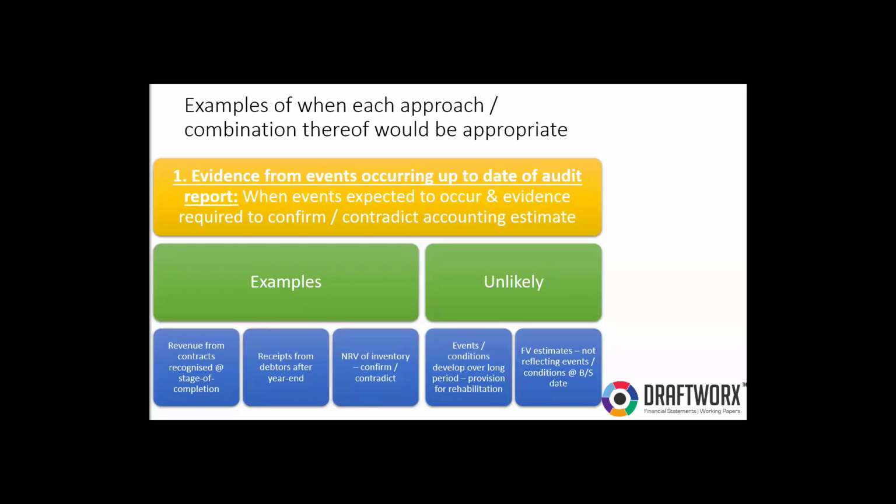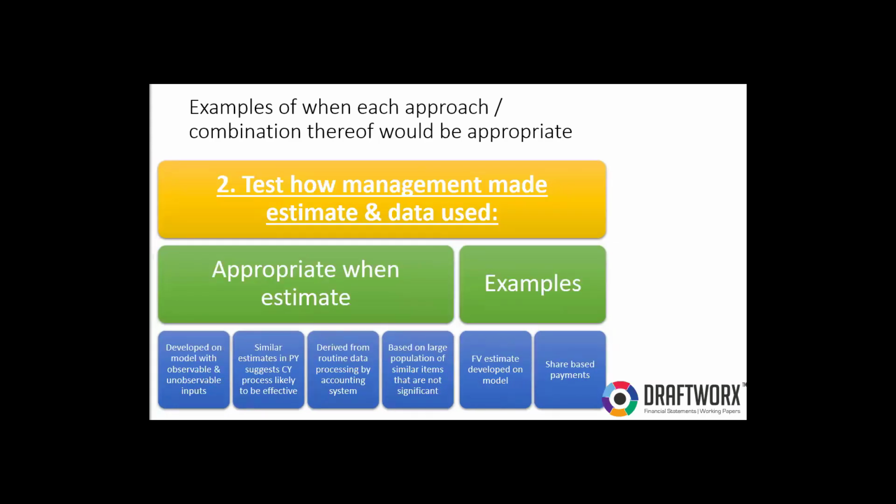All right, so you can see that these are possible examples, and that's the circumstances where it probably would be most appropriate. Looking at approach number 2, to test how management made the estimate and the data that they used, it would be appropriate when it's developed on a model with observable, generally observable, preferably, inputs. There can also be unobservable inputs, but it's a model, it's a system that they use. The estimates made in the prior year suggest that in the current year, the process would be likely to be effective.